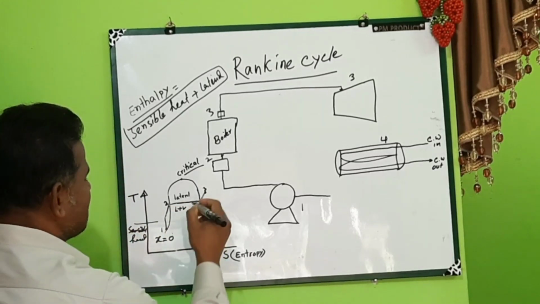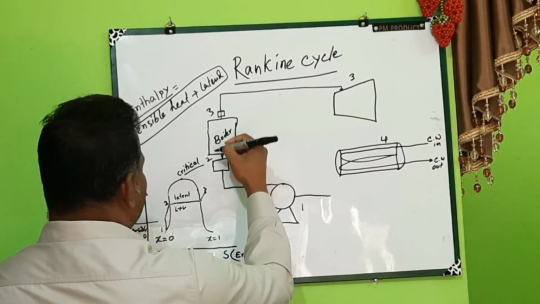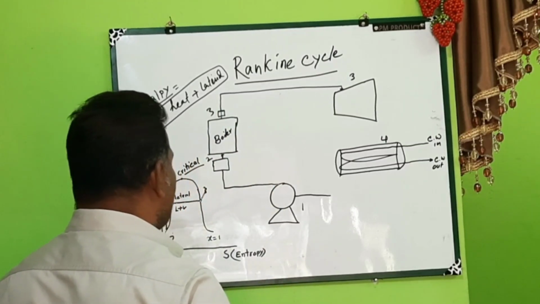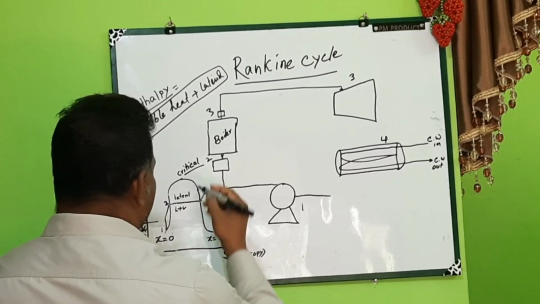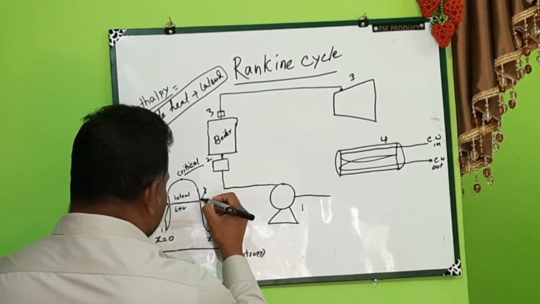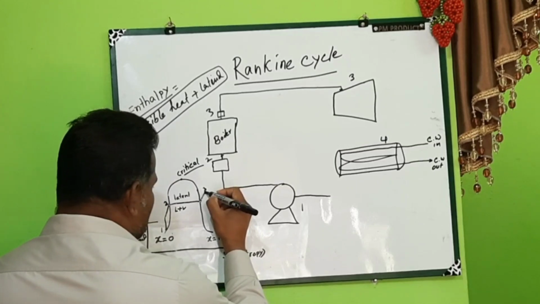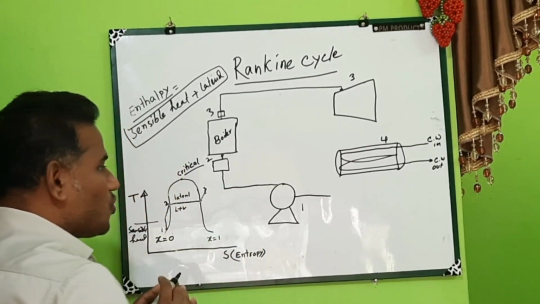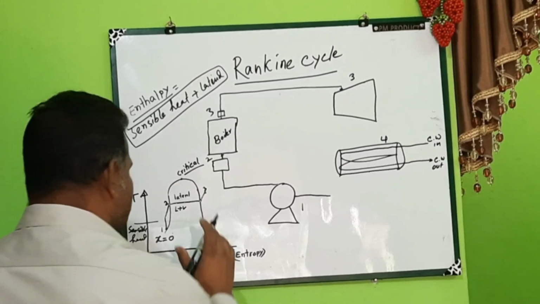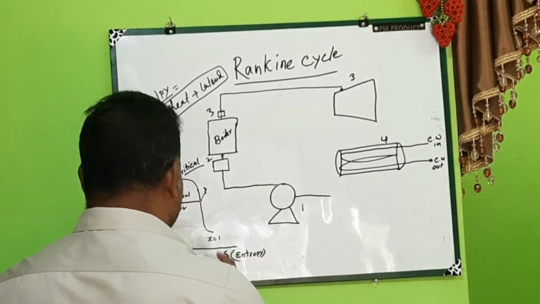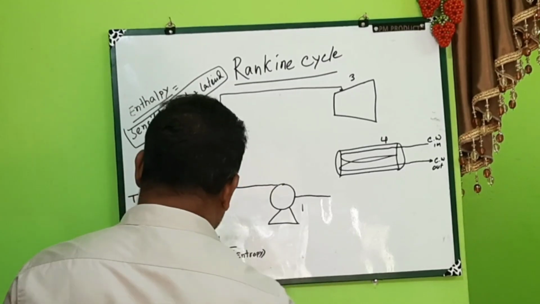After passing this latent heat stage, this flow will go to the superheater. In this superheater also we are providing heat. By taking heat from the superheater, this steam will go to this point. After going to this point, this side is totally dry steam. At this point there is no moisture available. That's why we are passing through this superheater.